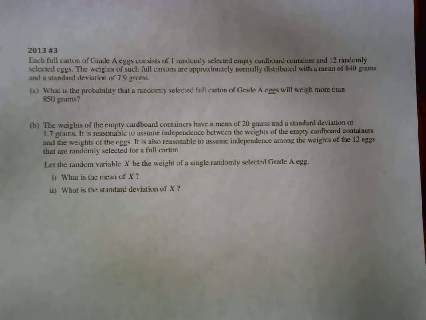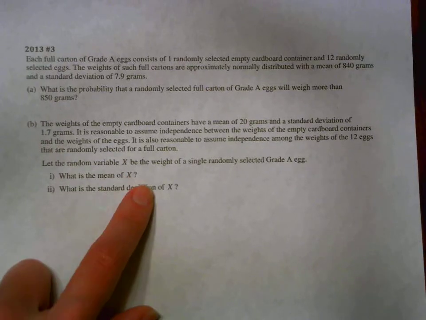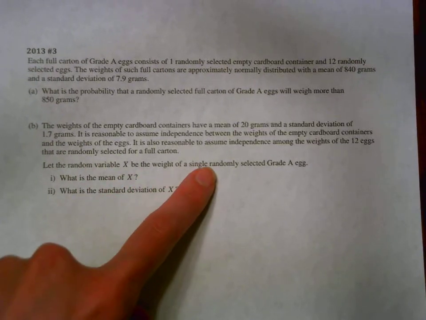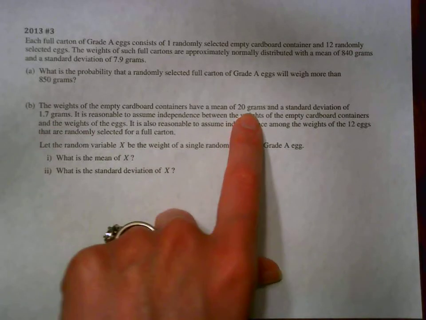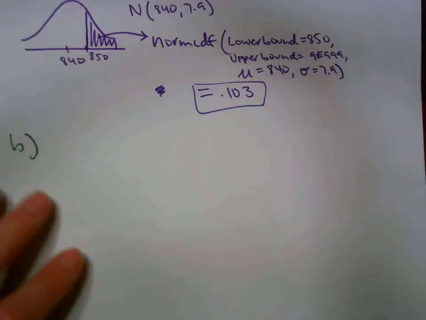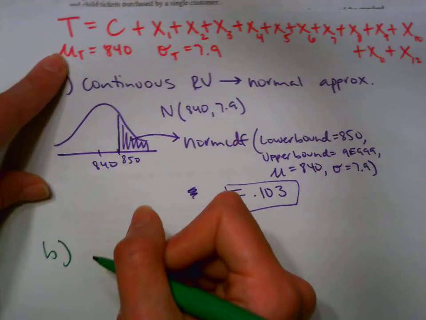carton. So then it says let the random variable x be the weight of a single randomly selected egg, which we did that. What's the mean of x and the standard deviation of x, which is your weight of a 1 egg. So let's talk about what they gave you. The mean and standard deviation of the cardboard container of C, right? So we know, I'm going to rewrite this information so I have it all together.